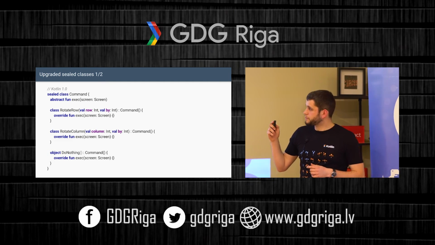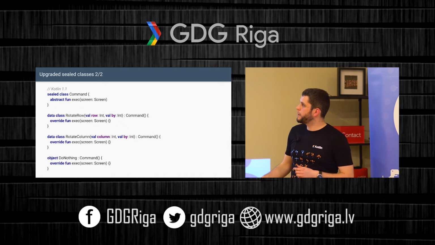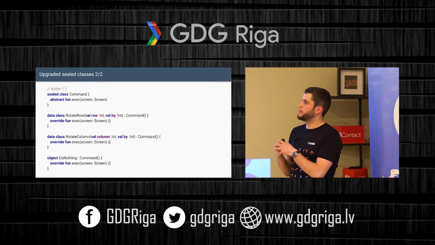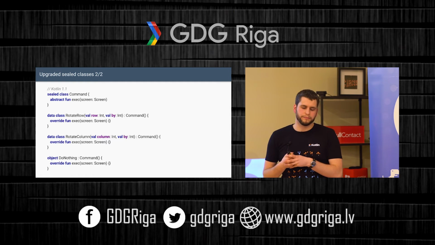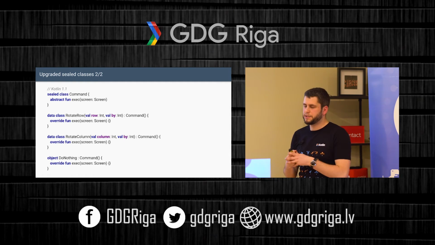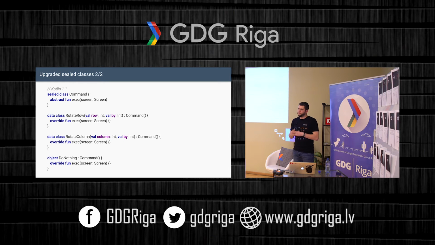And right now, you can create the child classes of the sealed class outside of the main block. Unfortunately, only in the same file. But still, it's slightly better, less nesting and stuff. Another cool feature that they have added is that now data classes can be subclasses of the sealed class. A data class is a simple value class that only has some kind of information in it.